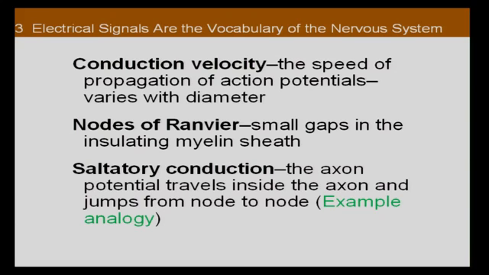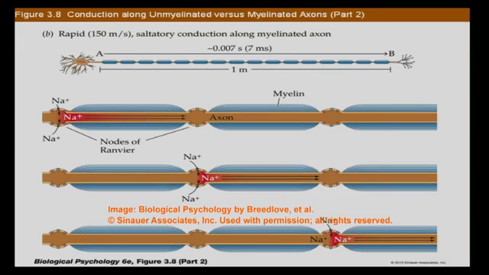Saltatory means jumping. And so what happens is, when you have the myelin coating and the nodes of Ranvier, the action potential in these myelinated axons travel inside the axon, and the action potentials actually jump from one node of Ranvier to the next node of Ranvier.